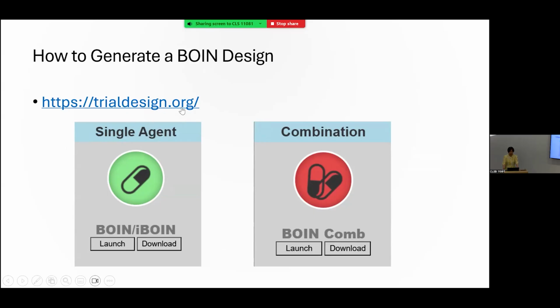This website is created and maintained by MD Anderson, also by the author of this BOIN design. It gives us the option to do either a single agent design or a combination design. For the single agent, we only care about studying one drug, but sometimes the PI wants to have two drugs and see what dose level of this combination will be the MTD.